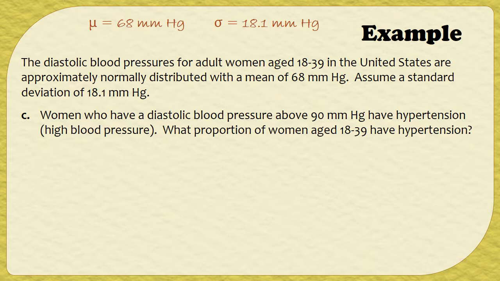Okay, let's see how you did. I'm going to walk through my process here. First, I wrote down a little bit of summary information: we're interested in women who have a blood pressure above 90 millimeters of mercury. So X is the cutoff. X is going to be 90 millimeters of mercury. Then, for the first step, I need to identify the z-score. So I use the formula z equals x minus mu over sigma, or 90 minus 68 all over 18.1, and I got a z-score of 1.22. This is a rounded value.